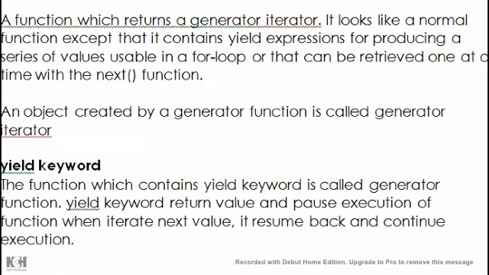Assume it is like a normal function only. Don't think that it is something else. How do you write this function? Using the same def only. So def, and then the function name, function one. Function one is the name of the function. I'm writing yield 5. Yield means return. After returning 5, will it terminate or pause? Pause. Yes, after returning 5 it will pause. And then I'll write yield 9.